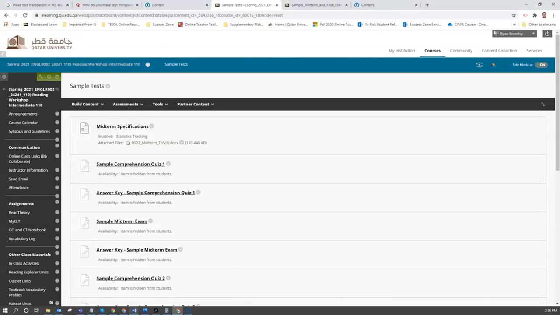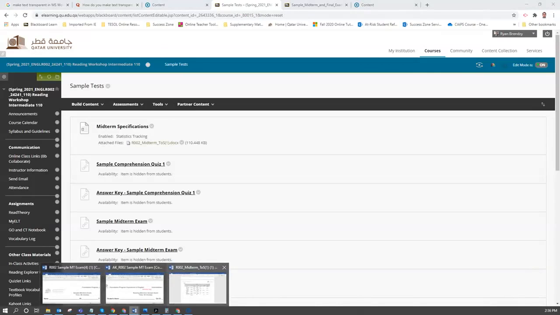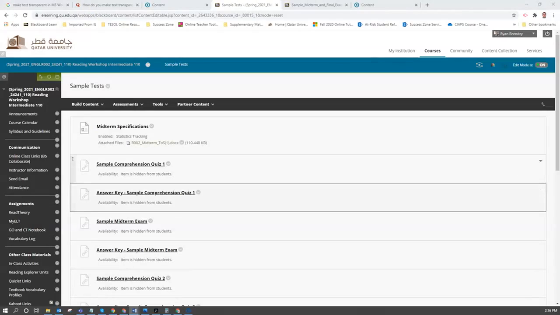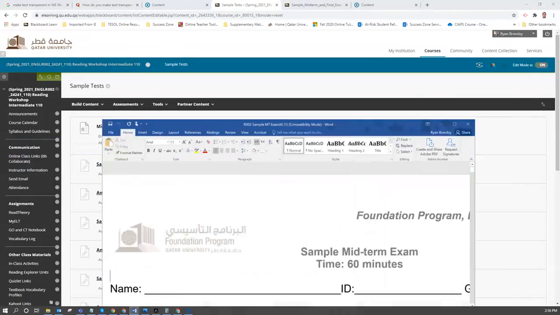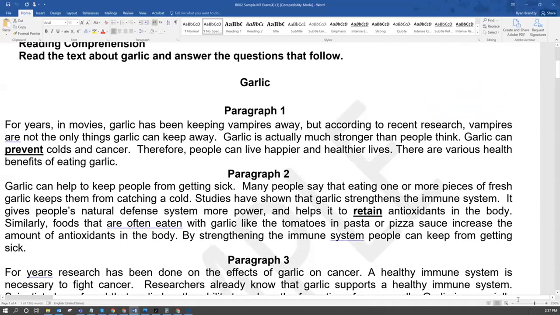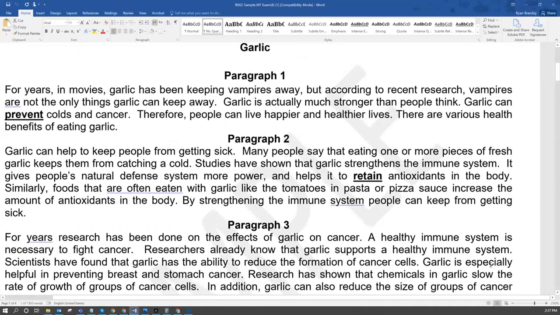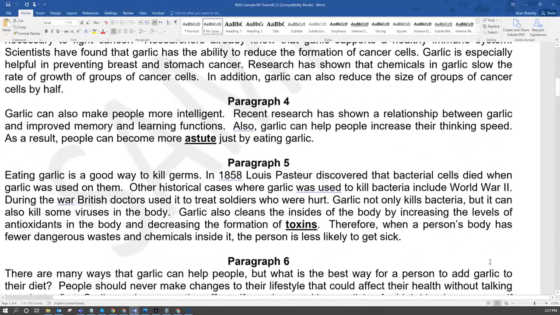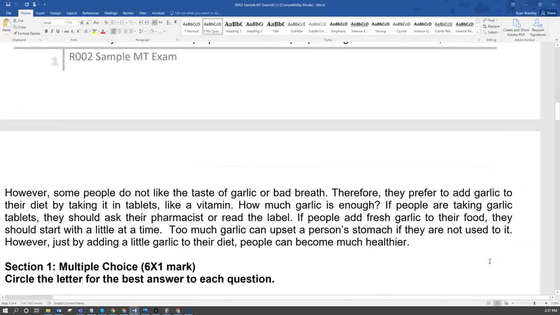Okay, going to an actual sample exam, we're going to bring up this one here, and it will be one that you'll be doing in class. Here we want to write your name, your ID number, and your group, as well as my name and the date. And of course, this is what the text may or may not look like. There may or may not be photos. It may be shorter paragraphs or longer paragraphs. But this is essentially what it may look like.